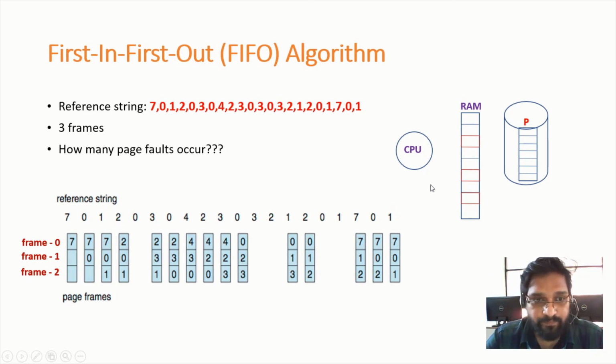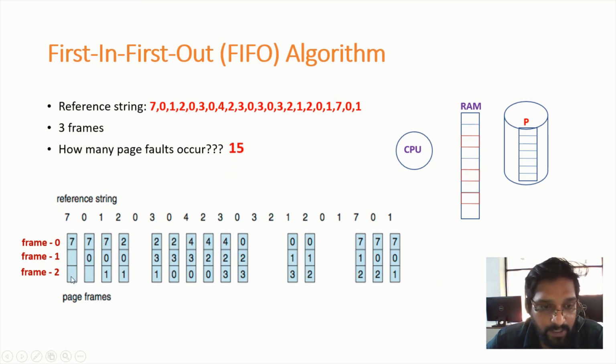Now we need to count how many page faults have occurred. In order to answer this, we just need to count how many times we have drawn the RAM. So how many times have we drawn the RAM? 1, 2, 3, 4, 5, 6, 7, 8, 9, 10, 11, 12, 13, 14, 15. Therefore the total number of page faults is 15, right?